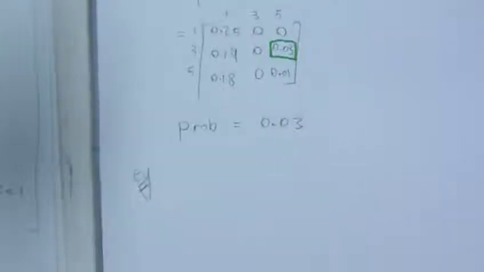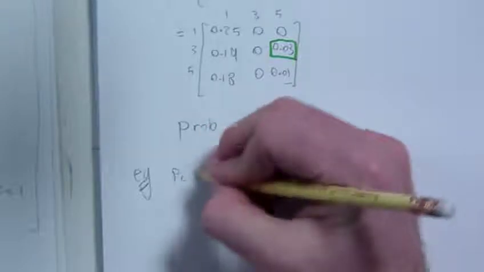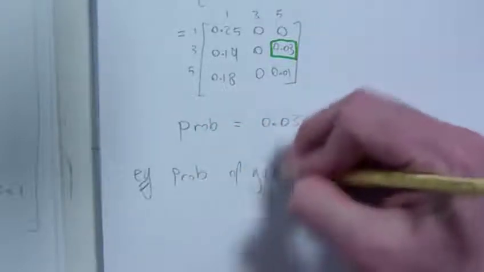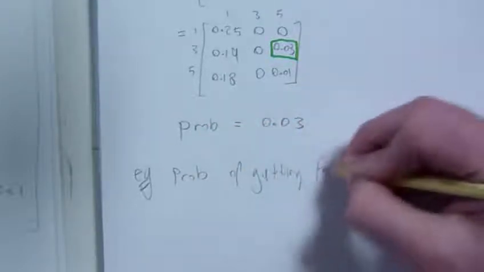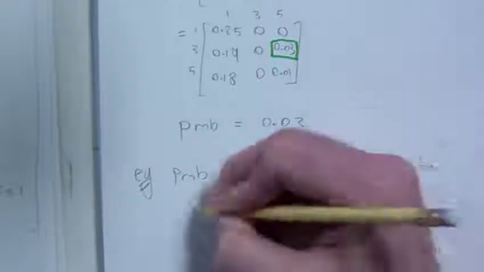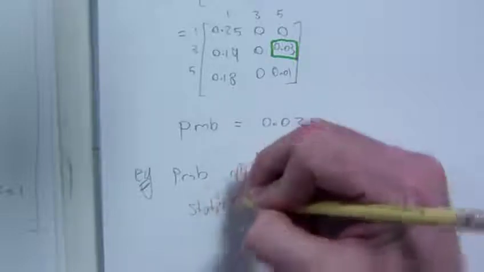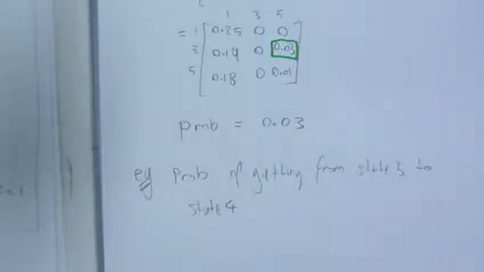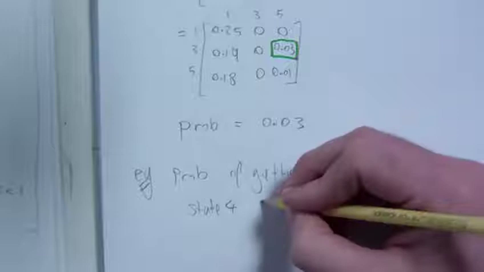Is the probability of getting from state 5 to state 4 in the long term?